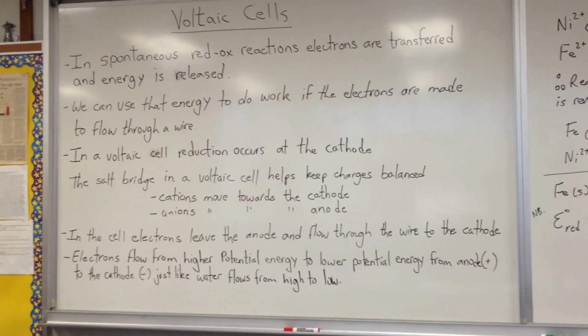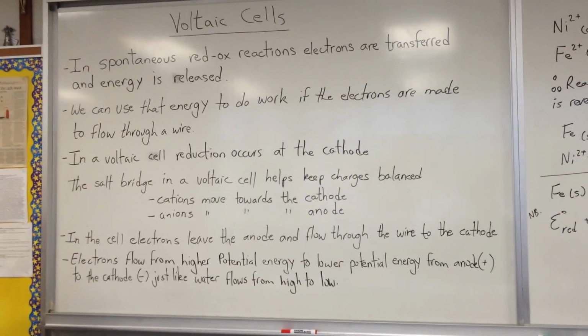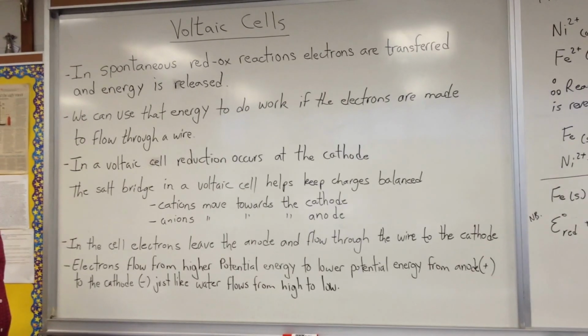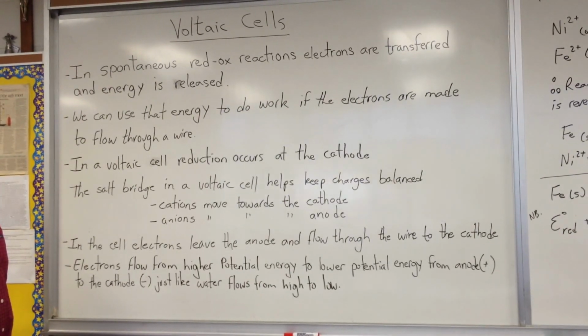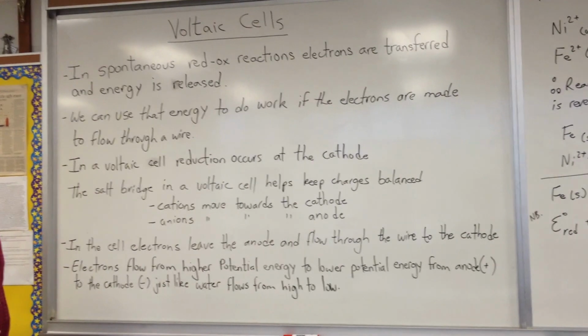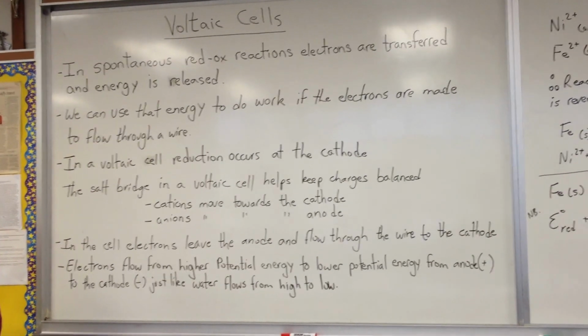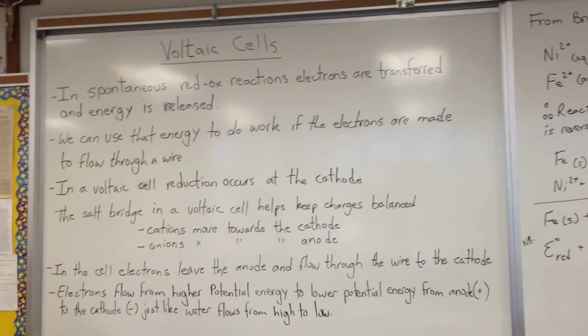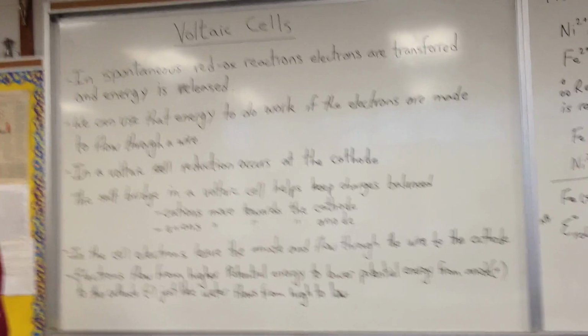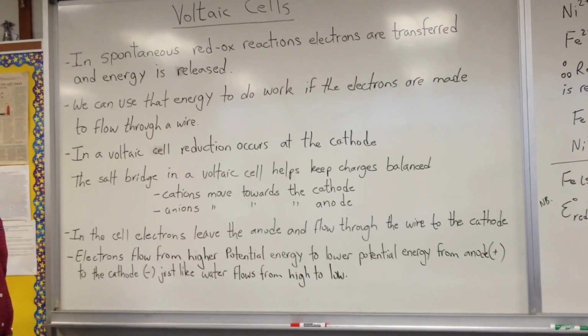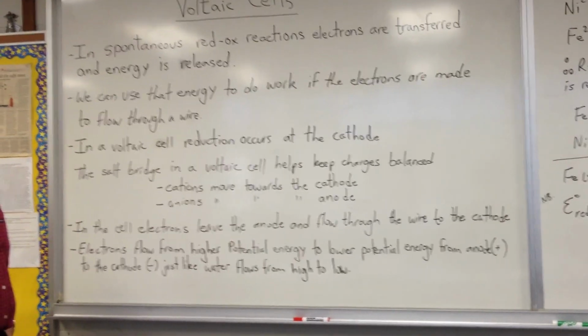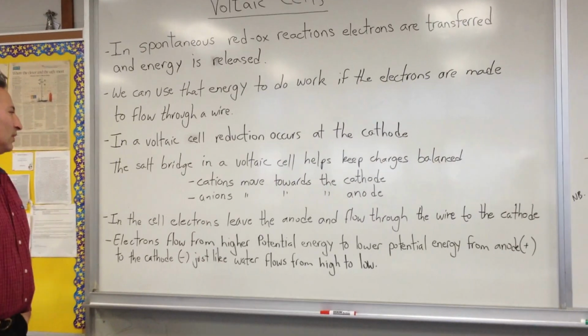In a voltaic cell, reduction occurs at the cathode. Cations are attracted to the cathode. When they come to the cathode, they pick up electrons, and we remember that gain of electrons is reduction. I also remind you at this point that there's a mnemonic you can use. LEO says GER. Loss of electrons is oxidation. Gain of electrons is reduction.